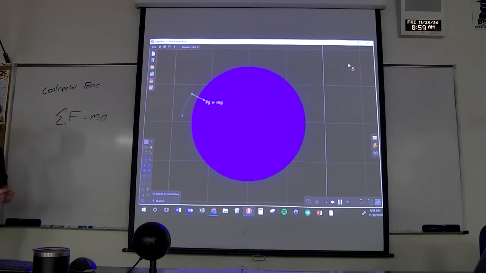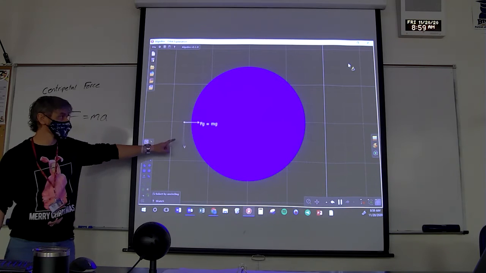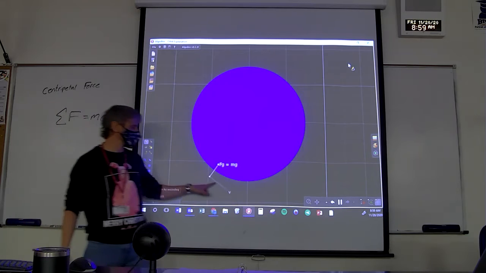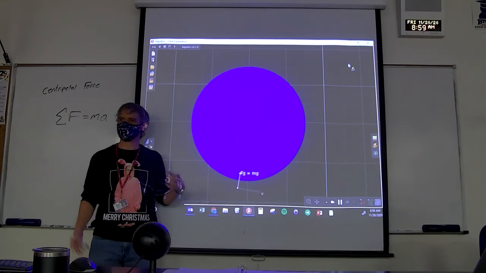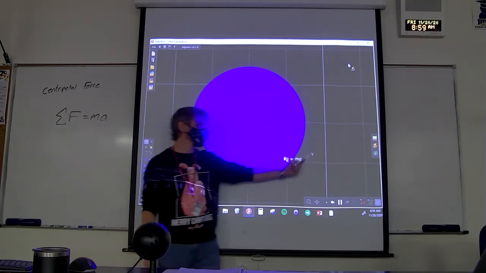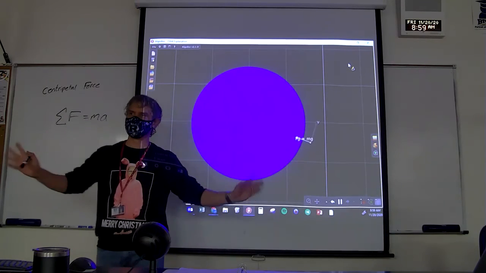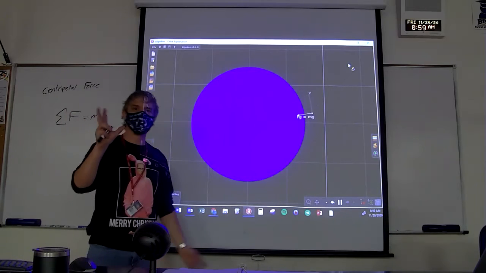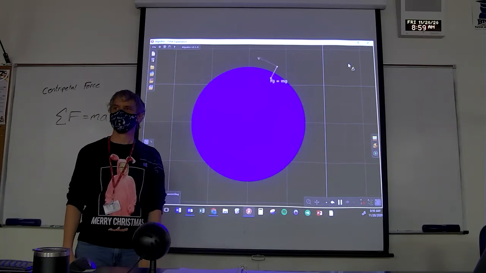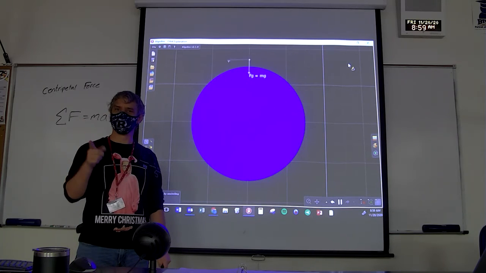Newton's second law, let me ask you this. Is this object accelerating? Let's say the speed is the same. Speed's not changing. It's going in uniform circular motion, meaning a perfectly circular orbit. The speed wouldn't change. So you guys say that there's no acceleration.